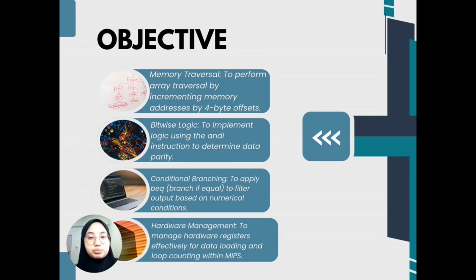Alright, we have four primary technical objectives. Number 1, to perform memory traversal using 4-byte offsets. Number 2, to implement bitwise logic using the AND instruction to determine parity. Number 3, to apply conditional branching with BEQ for data filtering. And the last one is to manage hardware registers effectively for data loading and loop counting.